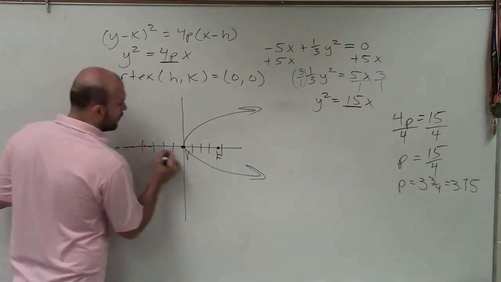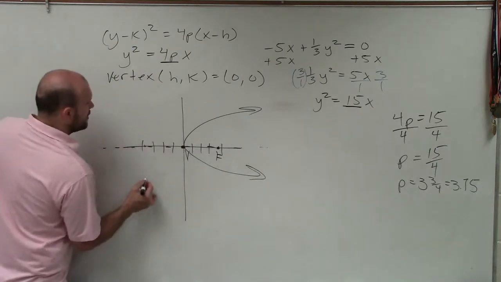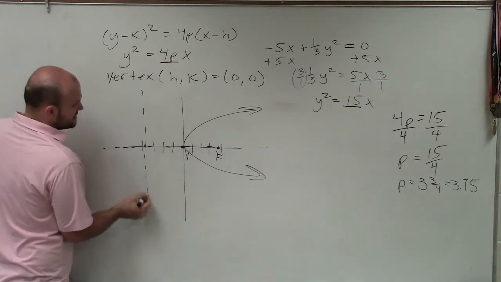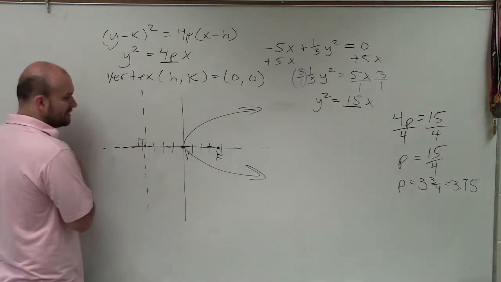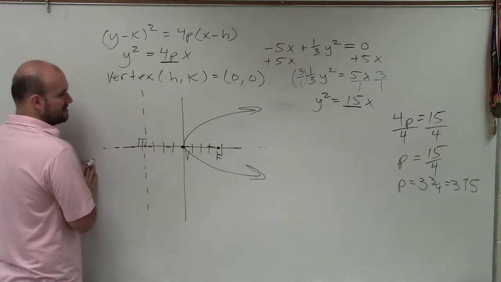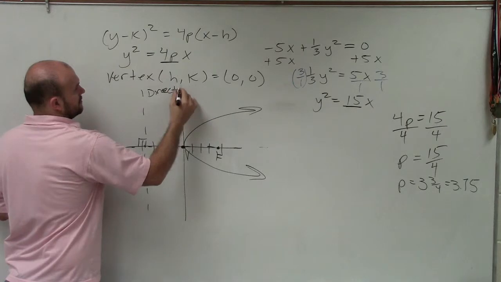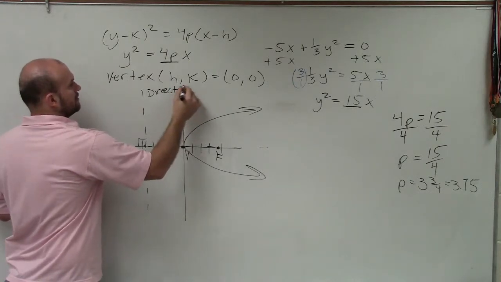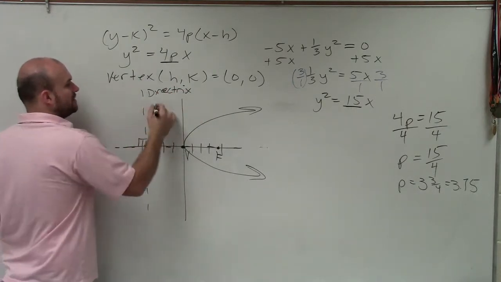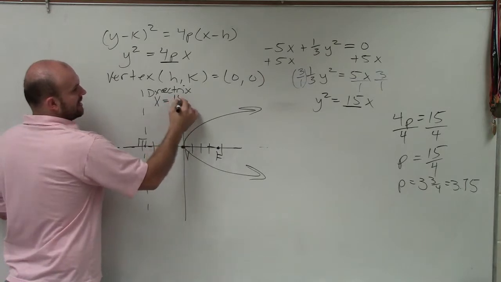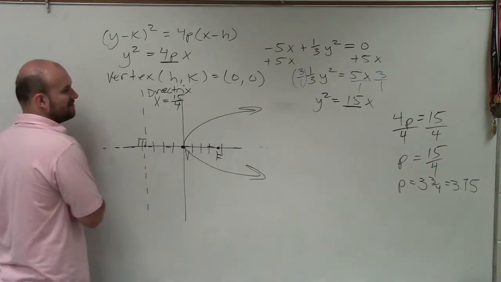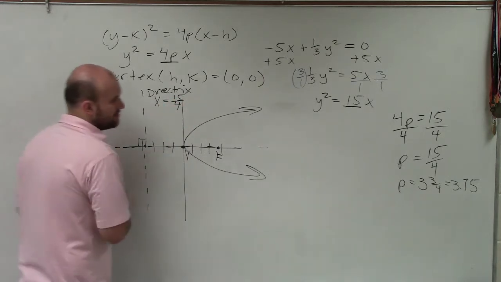Now, remember, we have a horizontal axis of symmetry. The directrix is a line perpendicular to the axis of symmetry. And since it's perpendicular, I can say x equals, and I like using fractions, so I'll say x equals 15 over 4.